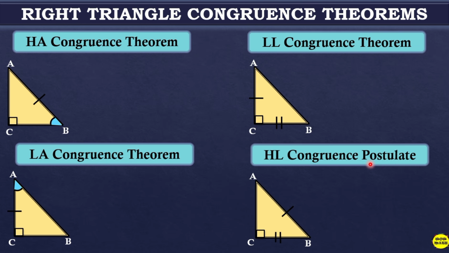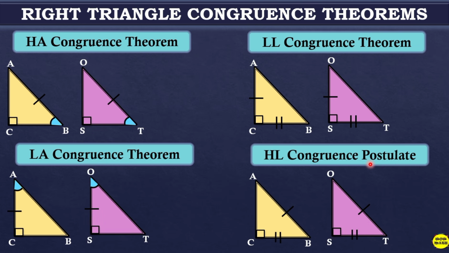When we say right triangle congruence theorem, of course, you must have two triangles. Okay? So, para maipakita natin that these two triangles are congruent by HA, LL, and LA congruence theorem and also the HL congruence postulate, we must identify the corresponding congruent parts of these two triangles. Kailangan ma-identify natin yung corresponding congruent parts ng dalawang triangles na to. So, ano ba yung corresponding congruent parts? Ito po yan: the hypotenuse, acute angle, leg and acute angle, leg and leg, hypotenuse and leg.